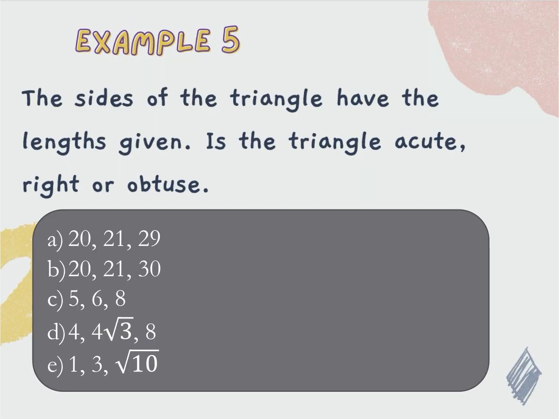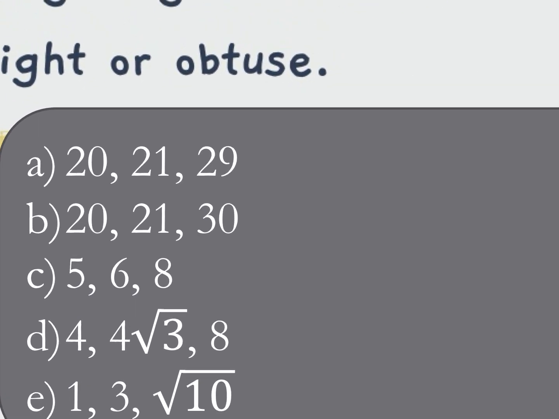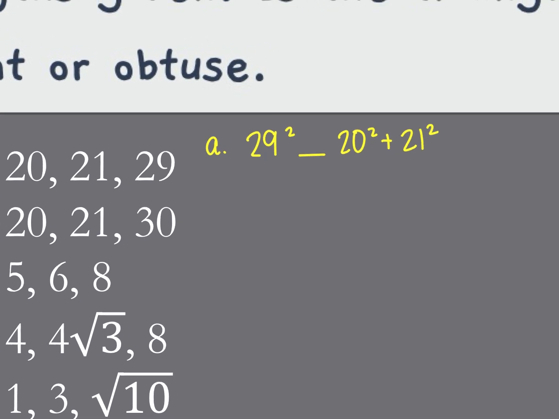All right, look at these examples. They want us to determine if it's acute, right, or obtuse. I'm going to go ahead and do A first. With the same setup that they gave us in the theorems, I'm going to do my longest side first. So I'm going to take 29 squared, and I need to determine if it's less than, equal to, or greater than 20 squared plus 21 squared. You guys will have calculators, so it should be pretty quick to punch these in. Again, you have to show work for your homework and on your tests and quizzes.